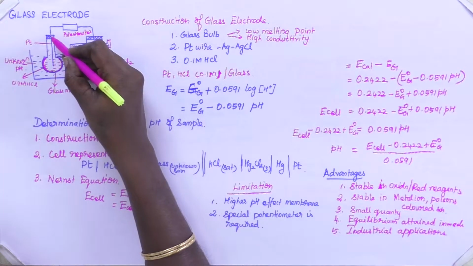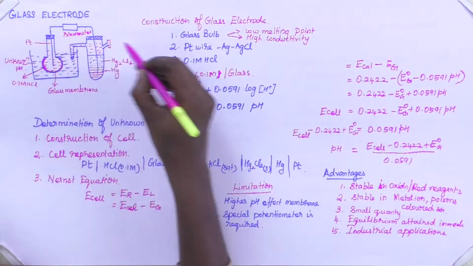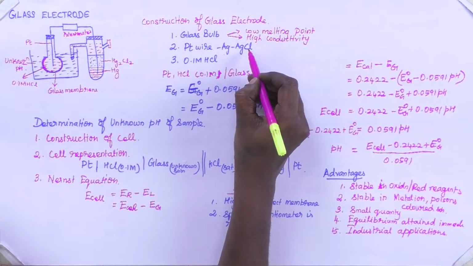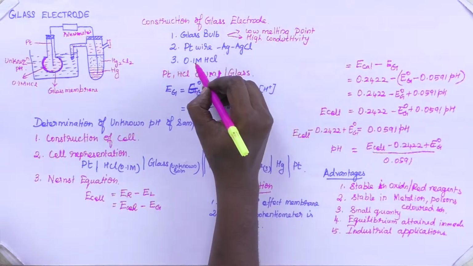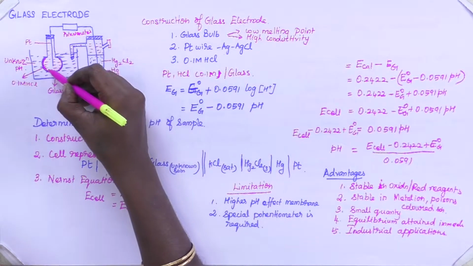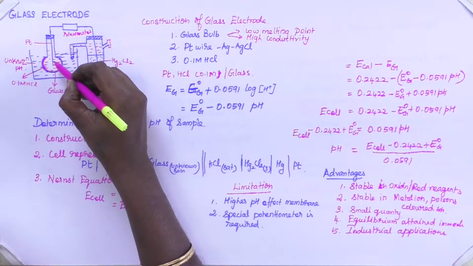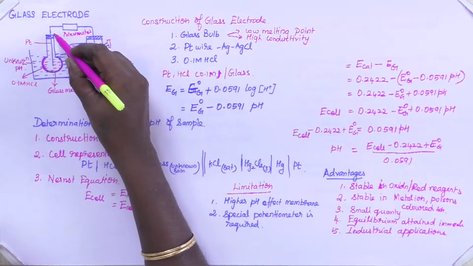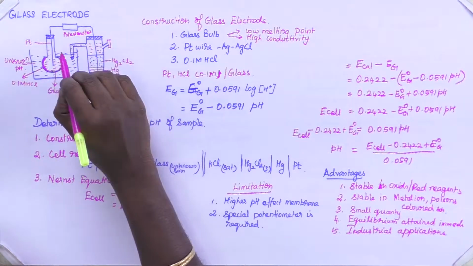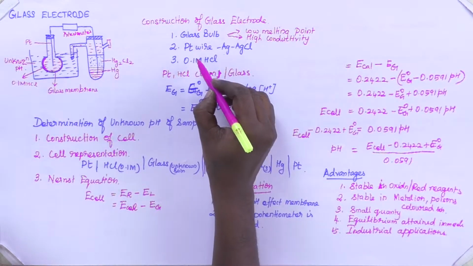And for electrical contact we have a platinum wire, which is electrically coated with silver and silver chloride. And the third one is 0.1 mole of HCl. This tube structure is filled with 0.1 mole of HCl solution. So this is the structure of a glass electrode, and this is used for estimating the pH of an unknown solution. So the construction part is over.